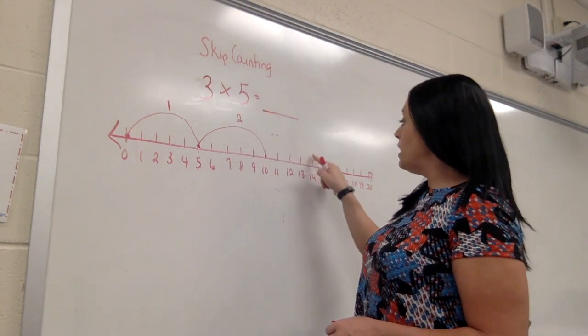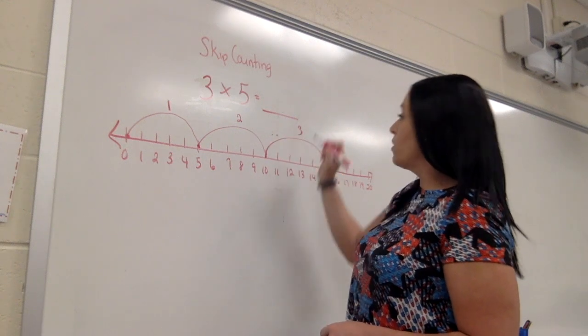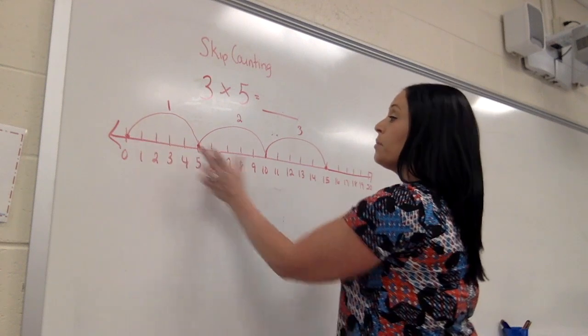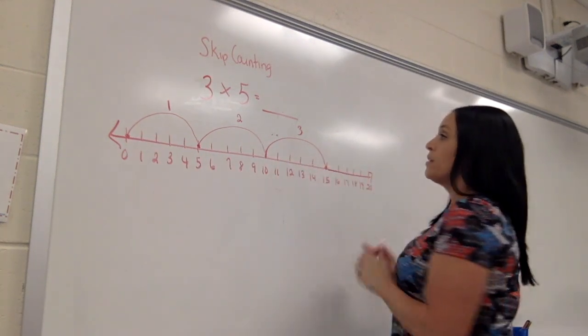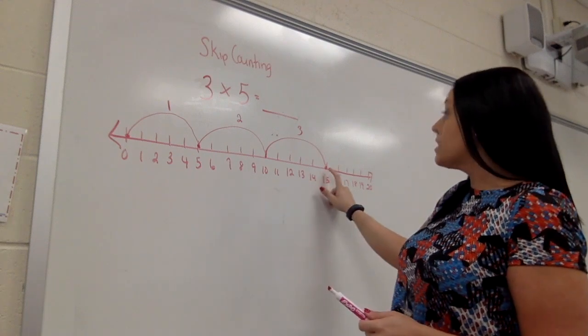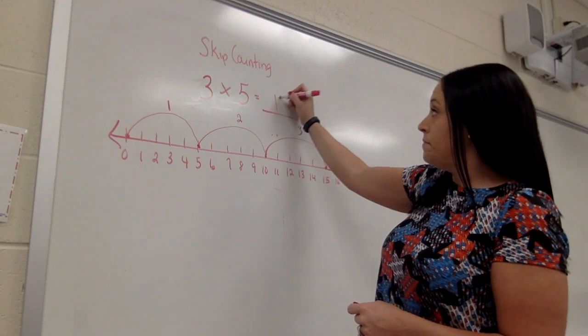1, 2, 3, 4, 5. Connect it, my third group. Since I'm representing this as 3 groups of 5, 1 group of 5, 2 groups of 5, 3 groups of 5, in order for me to find my product, I'm going to look at where my last dot on the number line landed, which is the number 15.